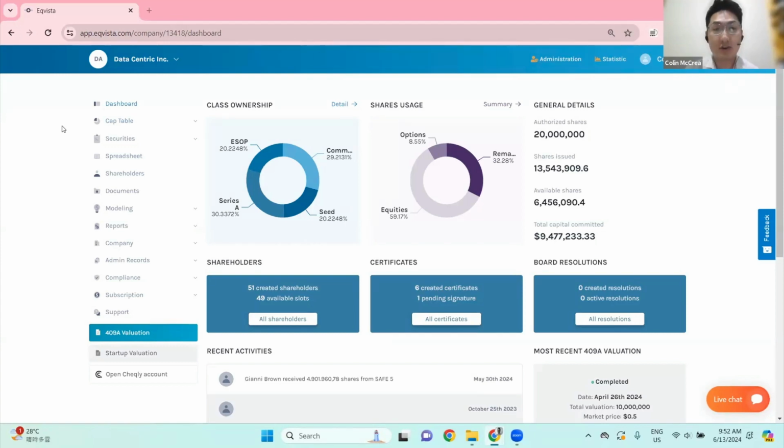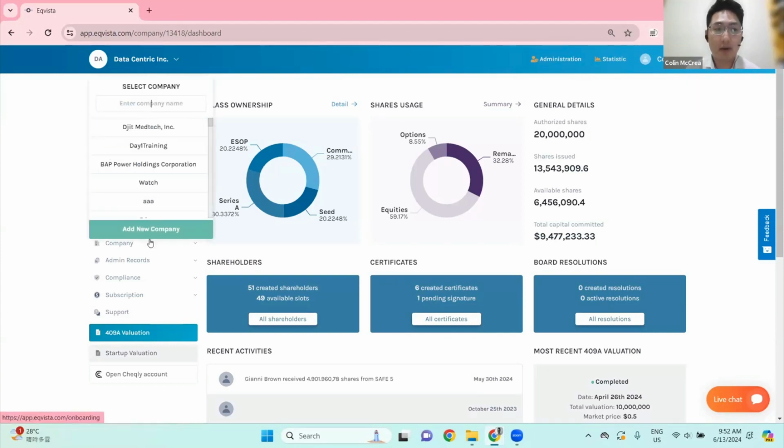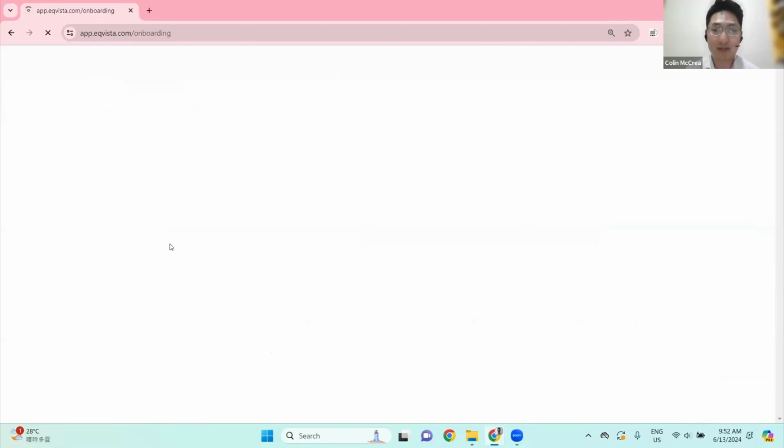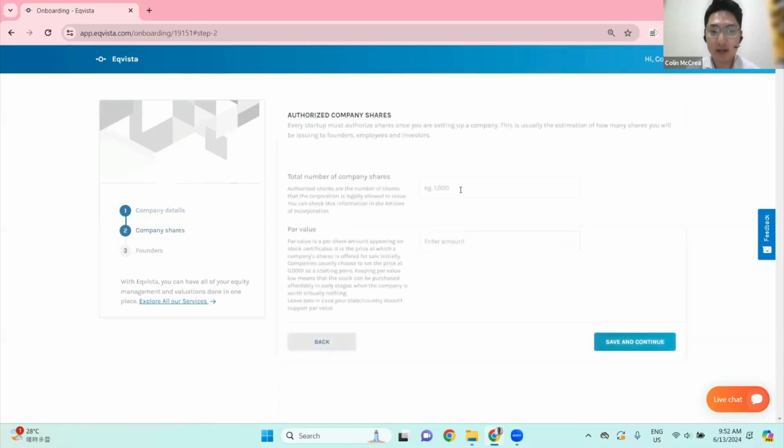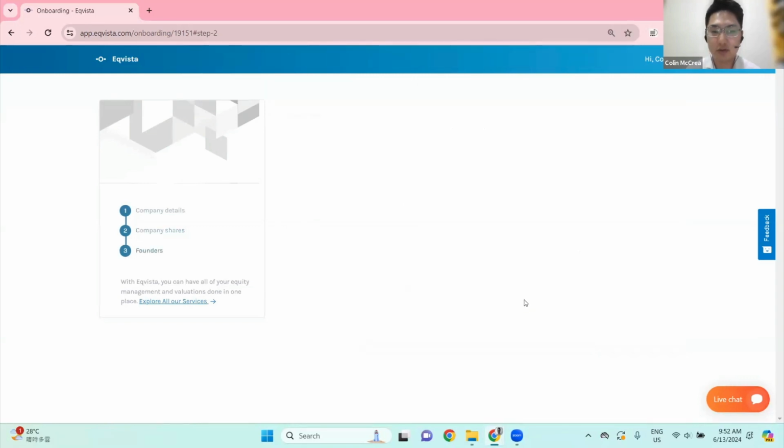But let's just say you just started and you want to make a new company. You can go up here and add a new company. It literally takes probably 30 seconds to get on board in the system, and it's completely free. So for example, here, if you type in your name into the system, if you're a C Corp, let's just say you incorporated this year and you're based in the US. Let's just say that you issue 20 million shares, par value as usual.